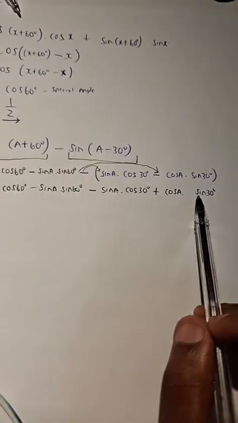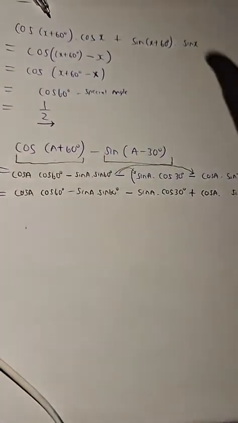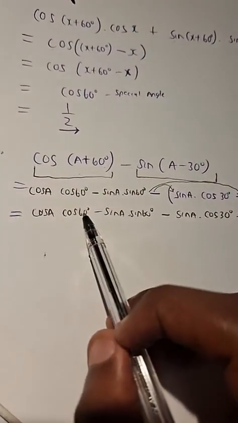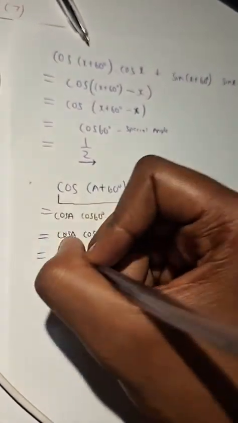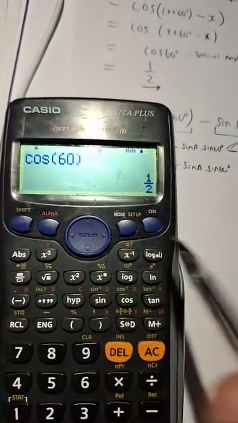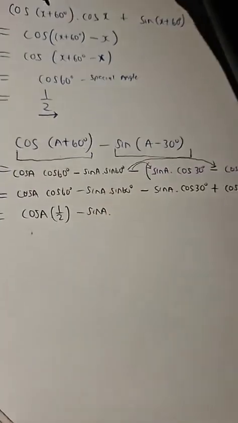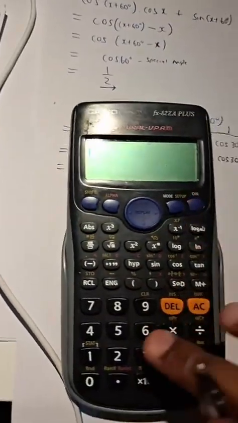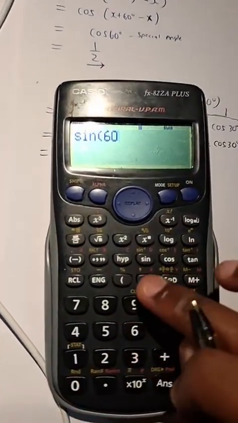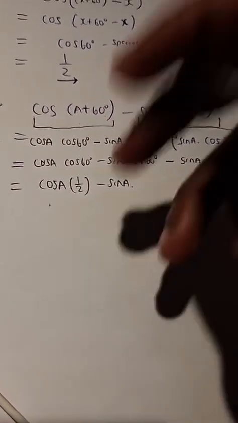Since we have no like terms, we can go on and check, specifically converting our special angles. So cos A will be followed by cos of 60. Cos of 60 is a half, minus sine A. Then we check sine of 60 in the calculator. Sine of 60 degrees, no problemo. We get root 3 over 2.